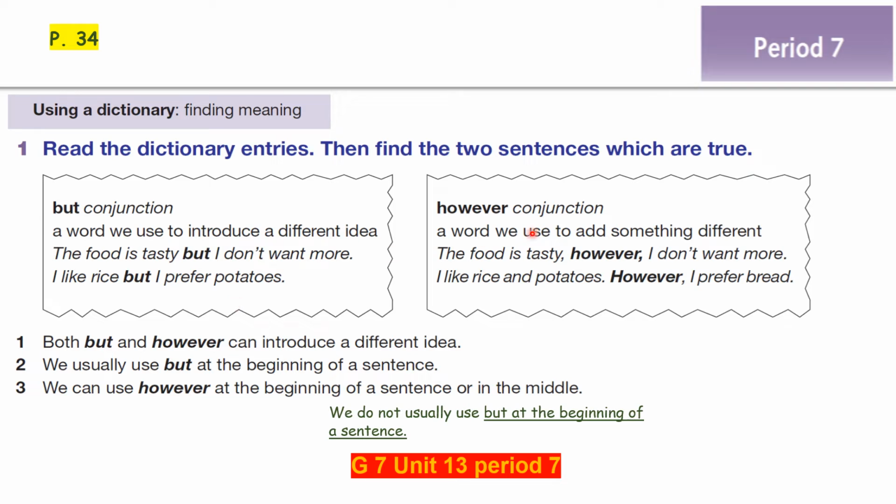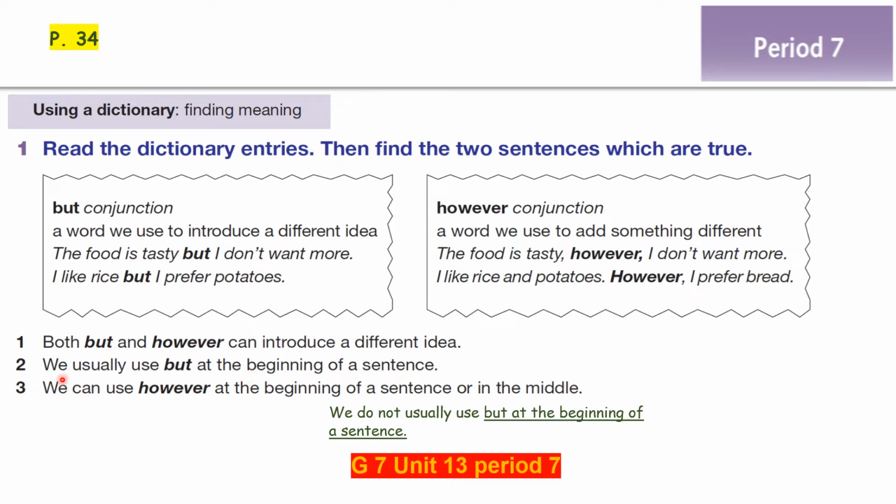The second dictionary entry. However is also a conjunction. However is a word we use to add something different. Examples: the food is tasty. However, I don't want more. The second example: I like rice and potatoes. However, I prefer bread. Okay, after reading the dictionary entries, let's read the sentences below them.